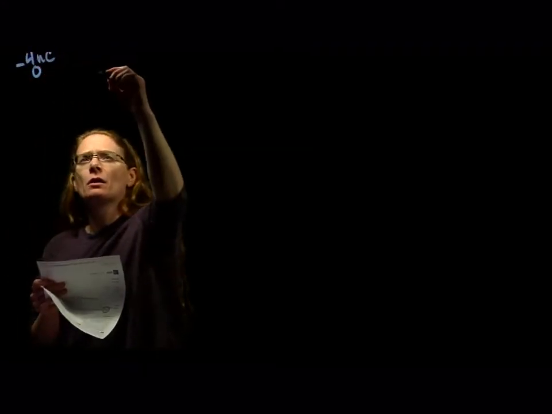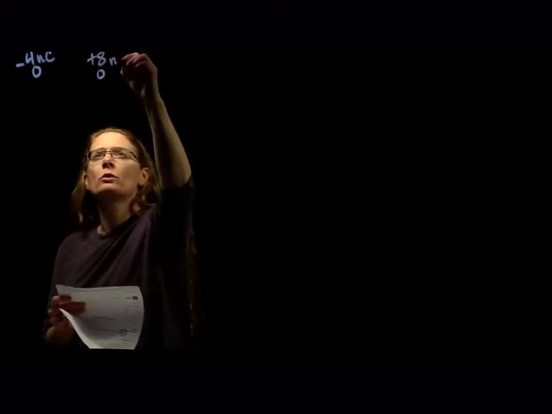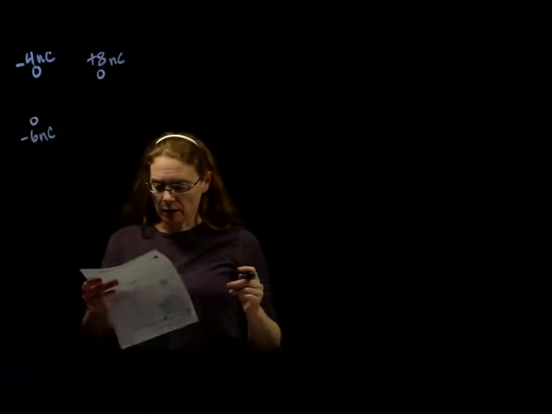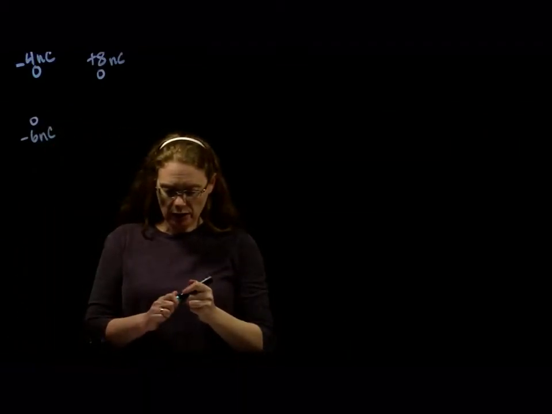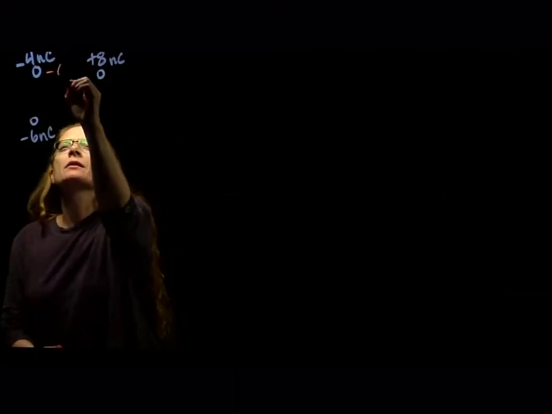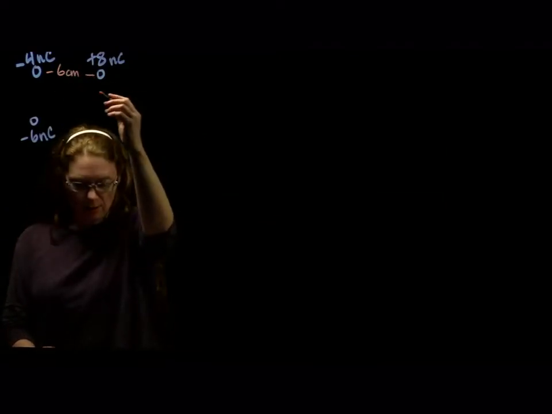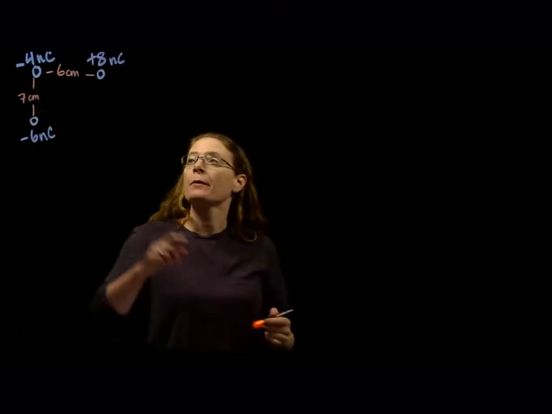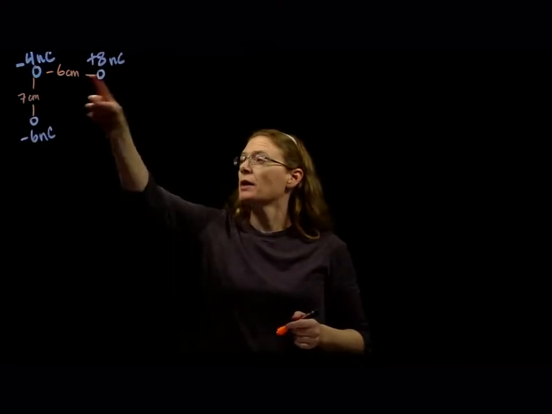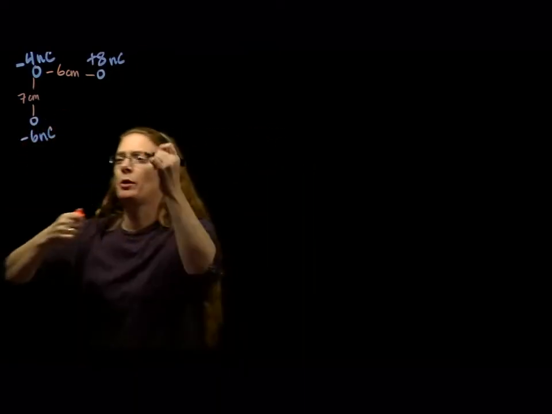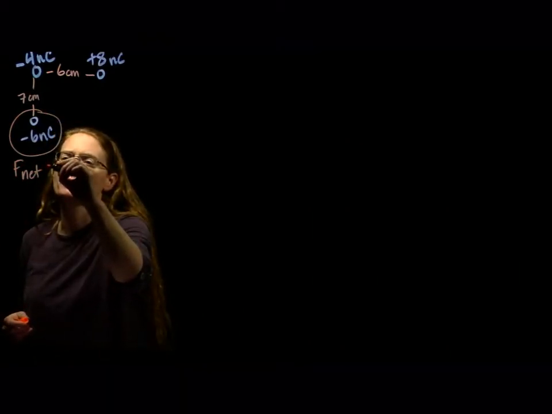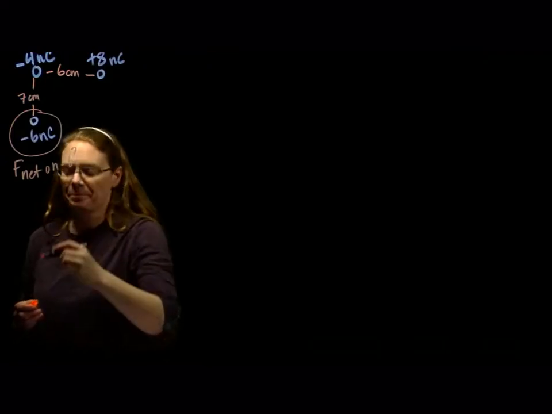So the situation: we have three charged particles. We have a -4 nanocoulomb particle, a +8 nanocoulomb, and a -6 nanocoulomb. We are given that the distance between the particles is 6 centimeters on one side, and 7 centimeters on another. And our first question: what is the total force on the -6 nanocoulomb particle? So my question is, what is the net force or total force on the -6?